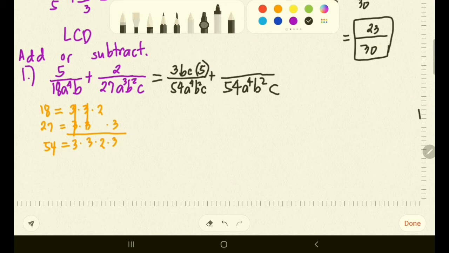And then, 54 divided by 27 is 2. Then, a to the power of 4 divided by a cubed is a. b squared divided by b squared is 1. c divided by c is 1. Then, times 2. I did not include 1 because 1 cannot affect the product. As you can see, they have the same denominator now, but you still need to simplify the numerator. 3bc times 5 is 15bc, plus 2a times 2 is 4a.